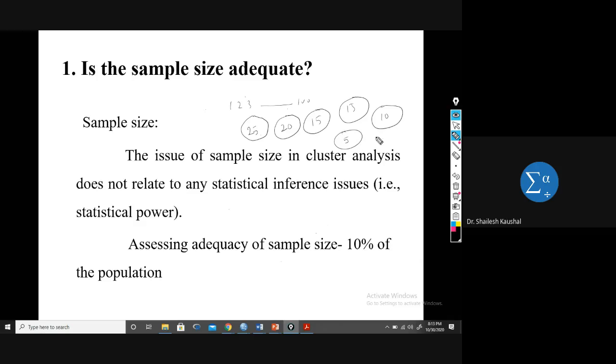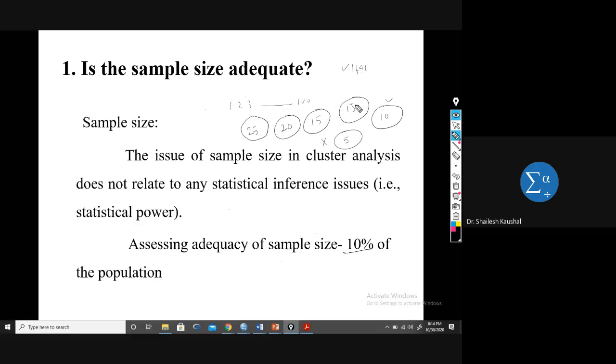So desirably, the sample size of each cluster should be at least 10%, otherwise it is not valid. For example, a mobile company can create market segments, some premium market, meaning those who can buy the 1 lakh rupees phone.